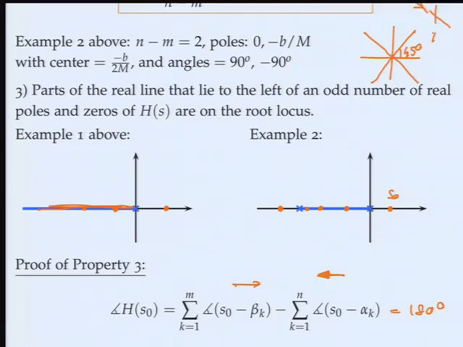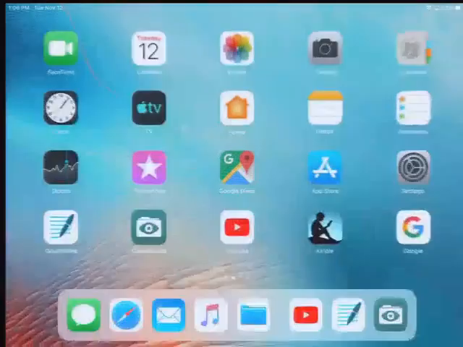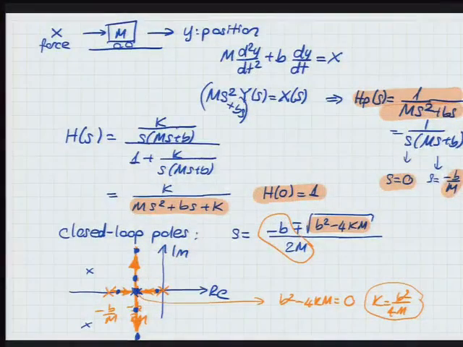A very simple rule, and it immediately tells you which parts of the real axis are on the root locus. So going back to this example, remember the segment between these two open loop poles was on the root locus, and therefore it is part of it. If you are to the right or to the left, then you're looking at an even number of poles, and you're not.